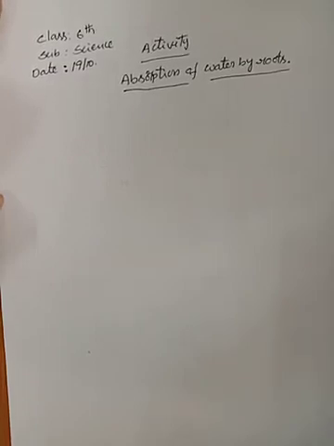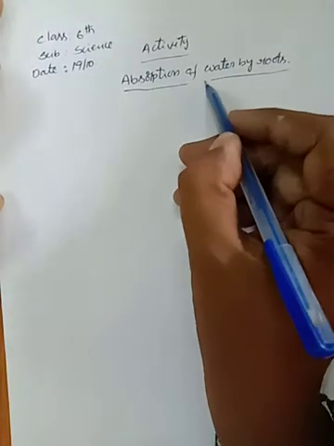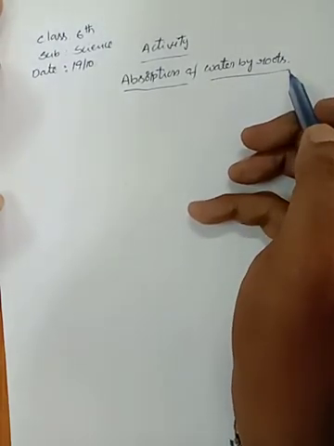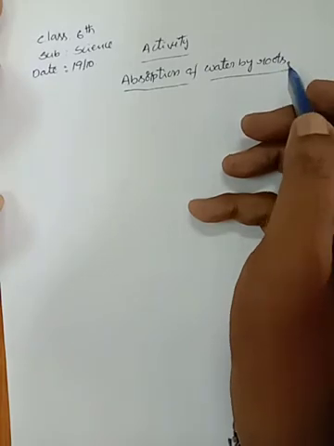Good morning, students. In the previous class, we discussed the different types of root systems like tap root system and fibrous root system, and we also discussed the different types of plants like dicots and monocots. Now we are discussing another important activity: absorption of water by roots. This activity is very important, children.